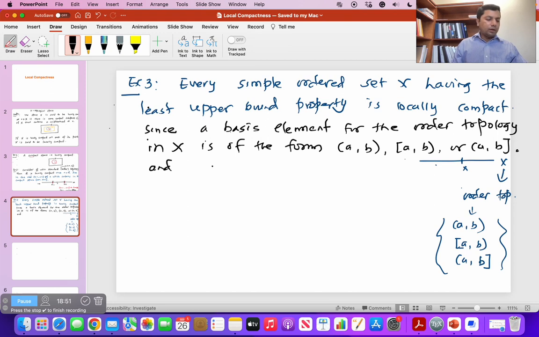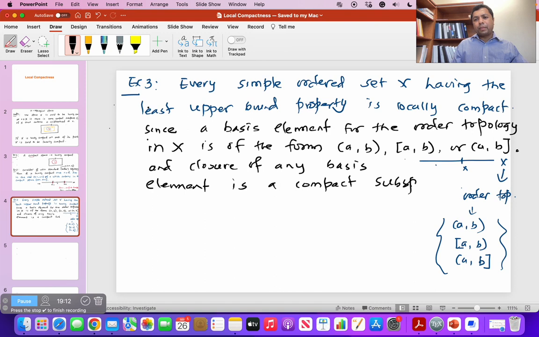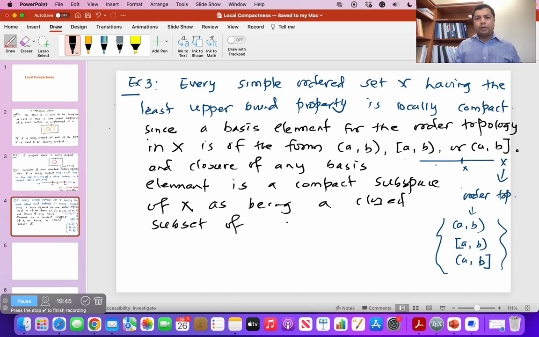Since the basis element for the order topology in X is of this form, and the closure of any basis element is a compact subspace of X, being a closed subset of the simply ordered set X that has the least upper bound property. A simply ordered set with the least upper bound property is locally compact.